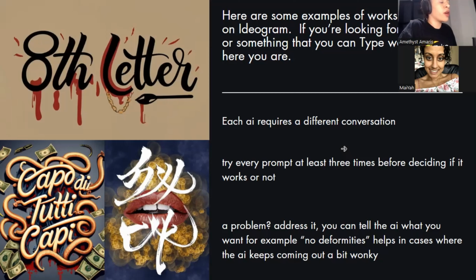Okay, so try every prompt at least 3 times before deciding if it works or not. Don't quit after just the first prompt. Sometimes you just need to teach it to understand what you said. If there's a problem, address it. You can tell the AI what you want. For example, "no deformities" helps in cases where the AI keeps coming out a bit wonky. And this isn't saying no deformities on the body. It means if the AI keeps producing 10 fingers on one hand, or somebody's leg is behind them over there, that's what I'm talking about with deformity. So I want to be very clear about that as well.